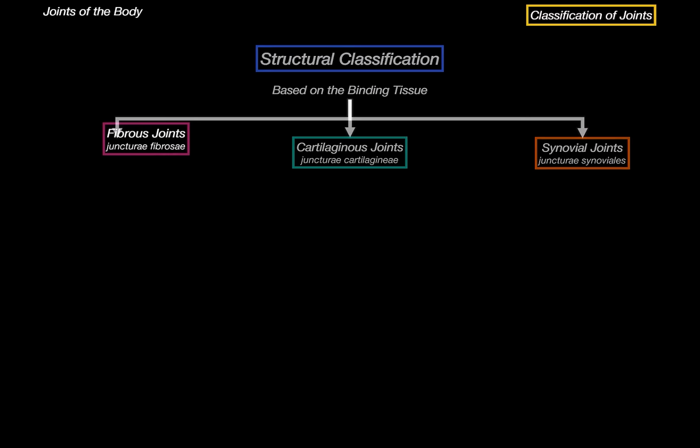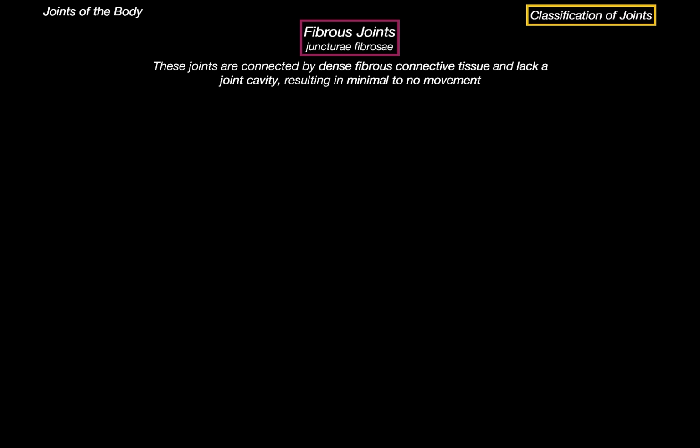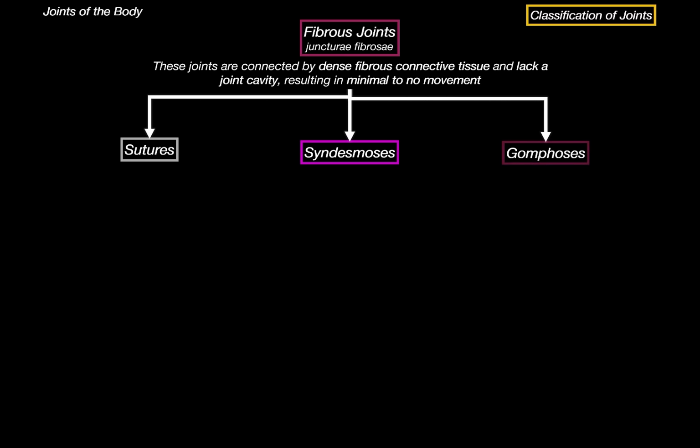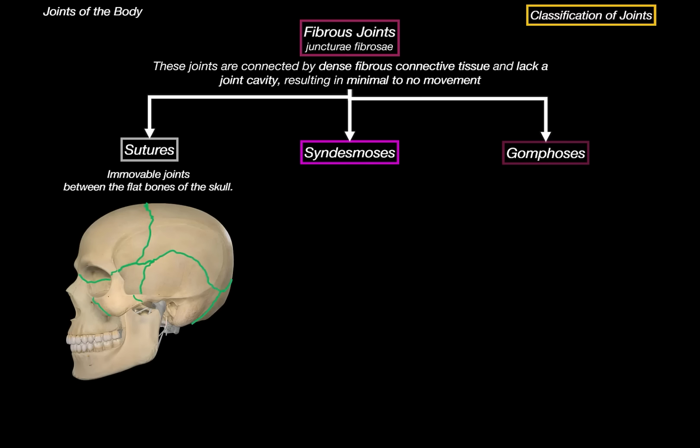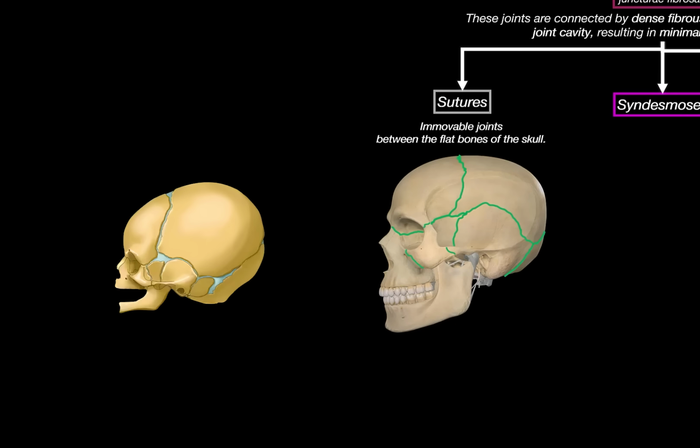Alright, let's now focus on these three joints. And let's start with the fibrous joints. These joints are connected by dense fibrous connective tissue and lack a joint cavity, resulting in minimal to no movement. And there are three main categories under the fibrous joints. There are sutures, syndesmoses, and gomphoses. Sutures are immovable joints between the bones of the skull. Here's the skull. Between the bones of the skull are sutures, strong joints. In fetal skulls, the sutures are wide to allow slight movement during birth, and they later become rigid.